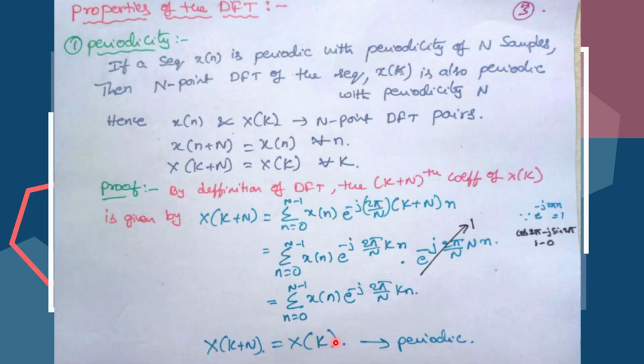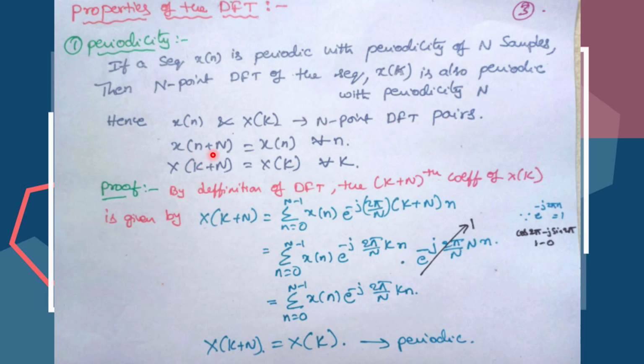Let us see the properties of the DFT. First, periodicity. If a sequence x of n is periodic with periodicity of N samples, then the N-point DFT of the sequence, X of k, is also periodic with periodicity N. Hence, x of n and X of k are N-point DFT pairs.